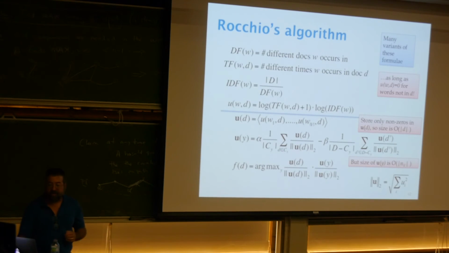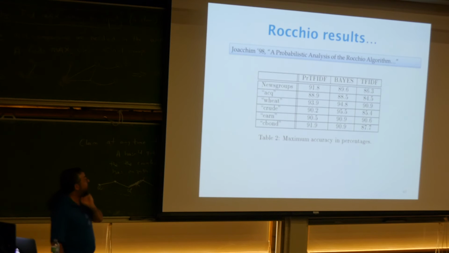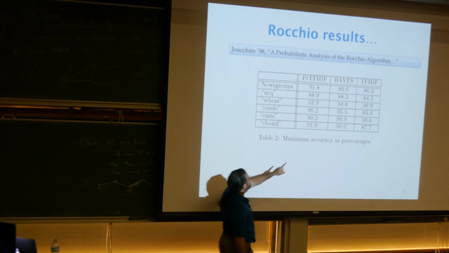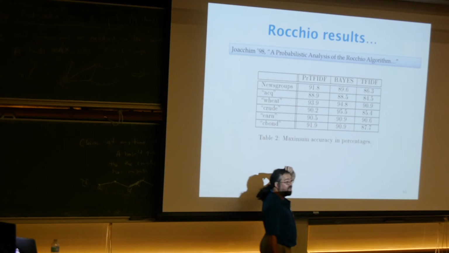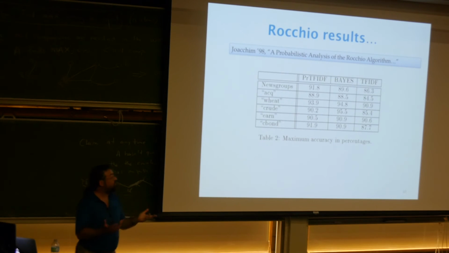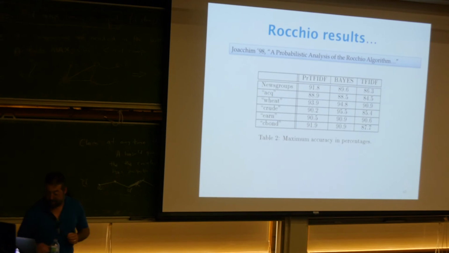So that's Rocchio's algorithm. It works pretty well. There's a paper from almost 20 years ago that looked at basically 2 estimates of TF-IDF and the kind of naive Bayes that I just described, multinomial naive Bayes, on a bunch of sample problems, and it worked pretty well.